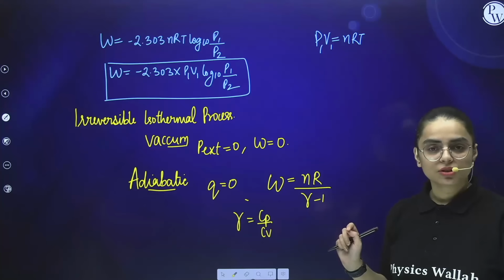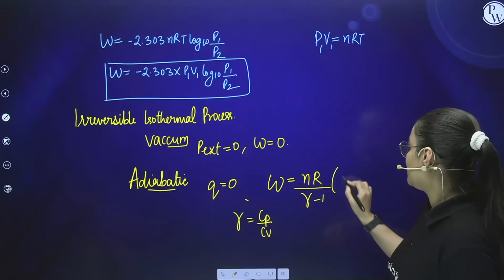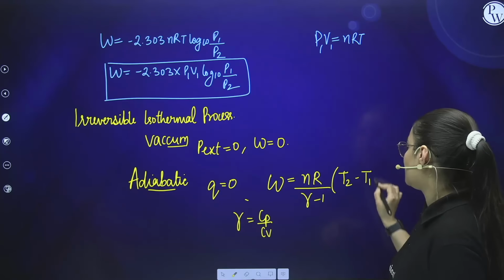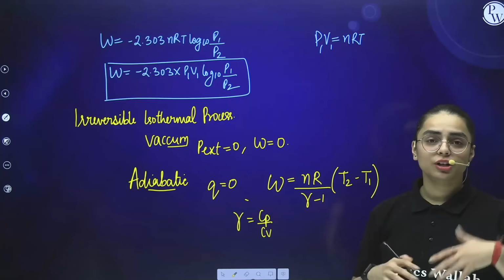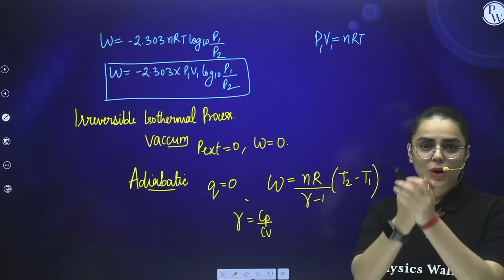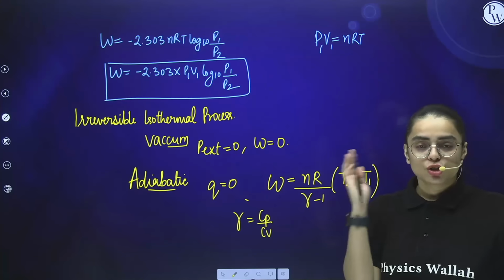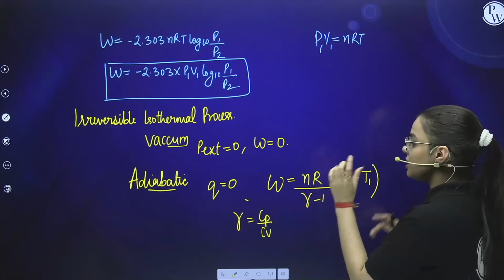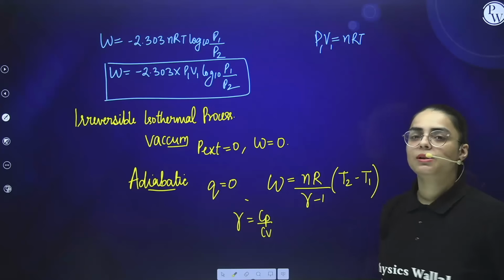And now with respect to temperature, we are going to write it as T2 minus T1. This is the formula for work done for the adiabatic process. There is no need to derive it because it is a one-shot video lecture and then you have to practice for your examination. So once you have seen this formula, kindly apply it in the question segment. It will be easy for you.